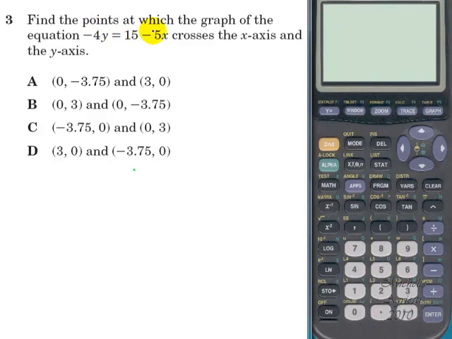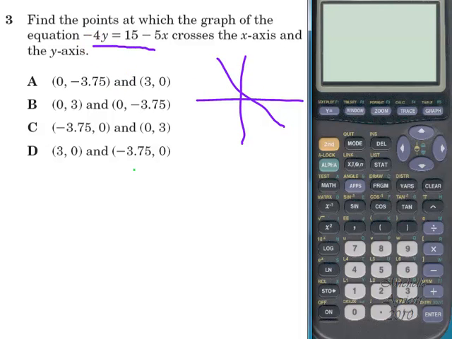Find the points at which the graph of the equation negative 4y equals 15 minus 5x crosses the x-axis and the y-axis. Okay, we call the place where a line crosses an axis the intercepts. So this would be the y-intercept because this is where it crosses the y-axis. And this over here would be the x-intercept because this is where it crosses the x-axis.